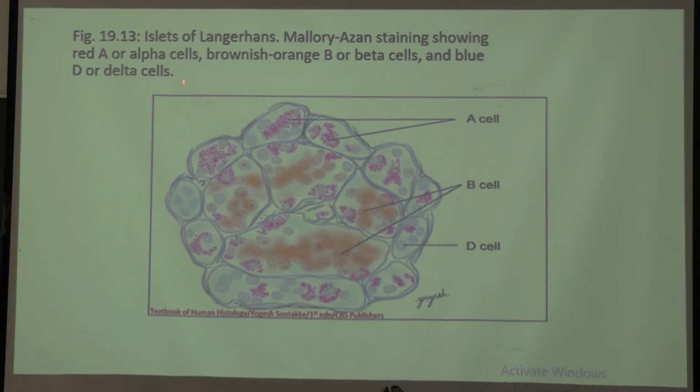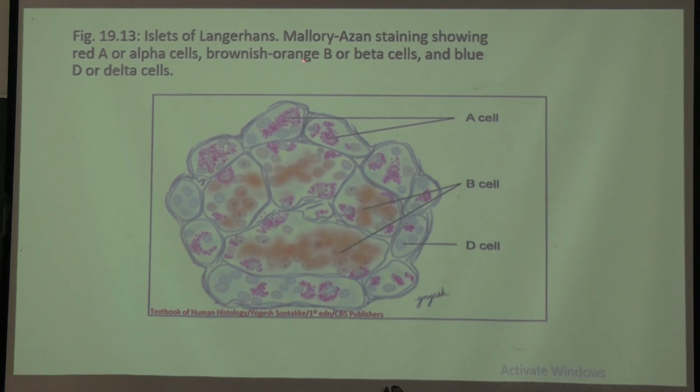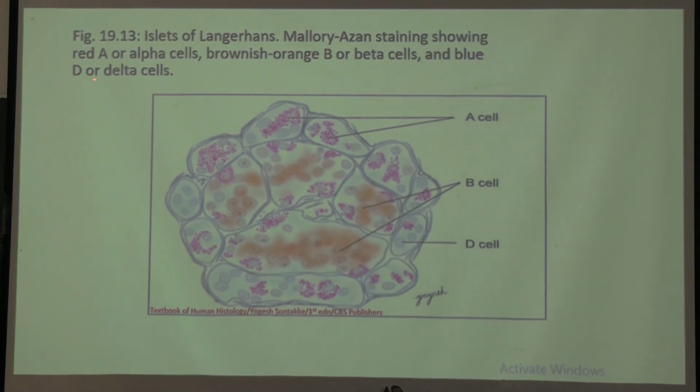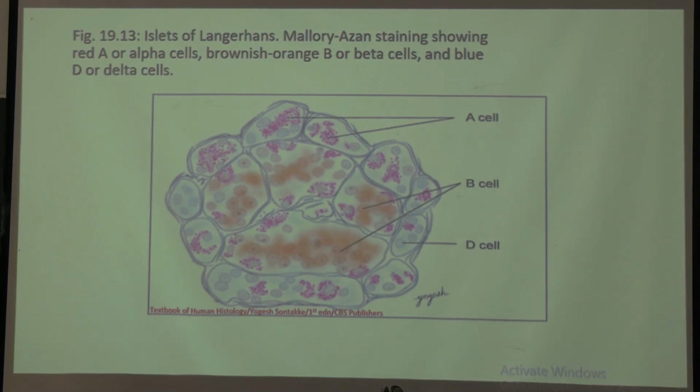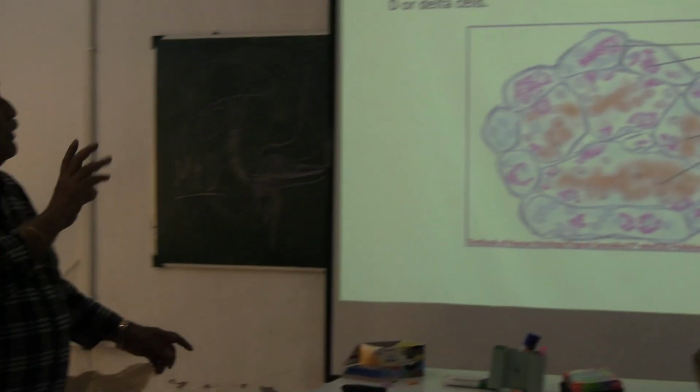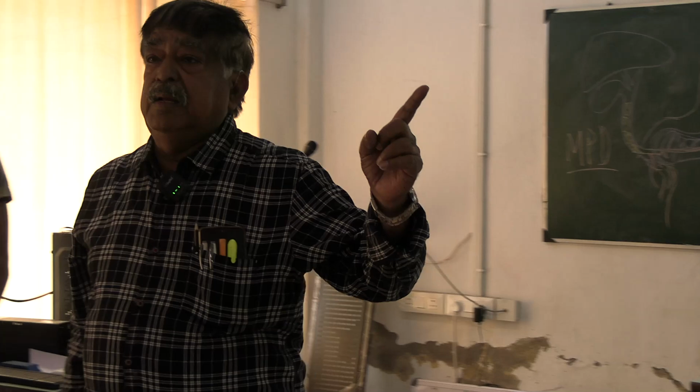Now you can see islets of Langerhans, Mallory-Azan staining. This is a special stain: red A or alpha cells, brownish orange beta cells and blue delta cells. Anyway, if there is a picture on the wall, please see if it is there.